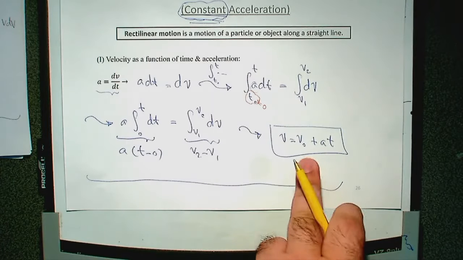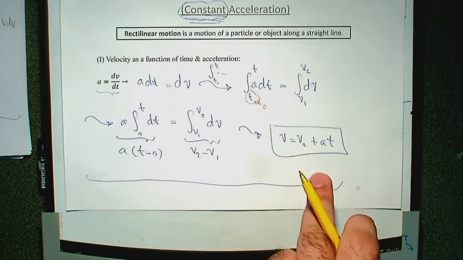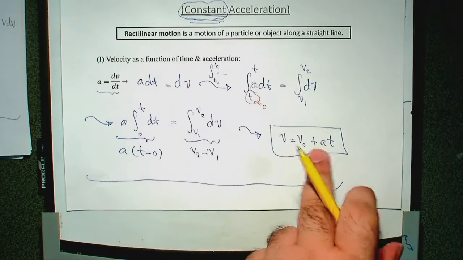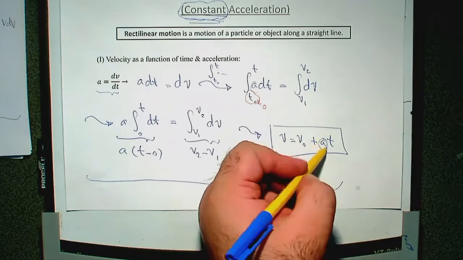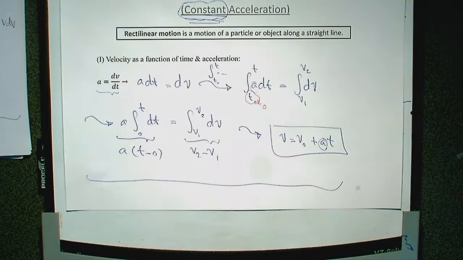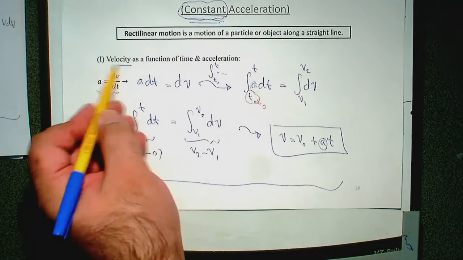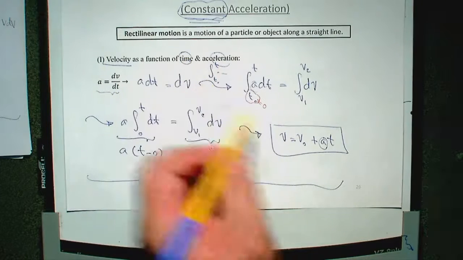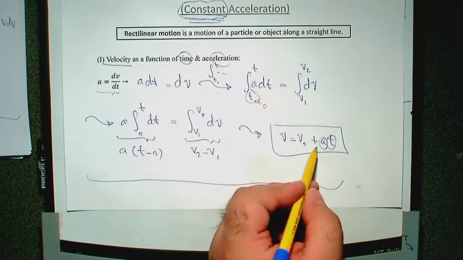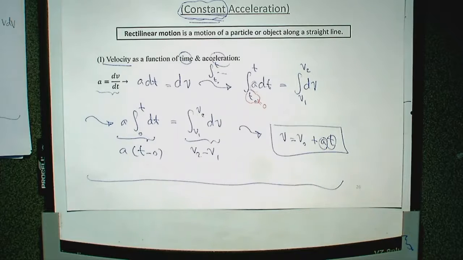But be careful. The first thing you must check before you apply this formula is to make sure your example is constant acceleration or not. If it's constant, you can use this formula. If it's not, we have to follow a different procedure. We will see at the end of the lecture. Any question? This is velocity as a function of time and acceleration. Velocity is given as a function of time and acceleration.